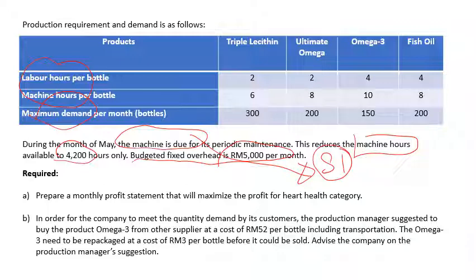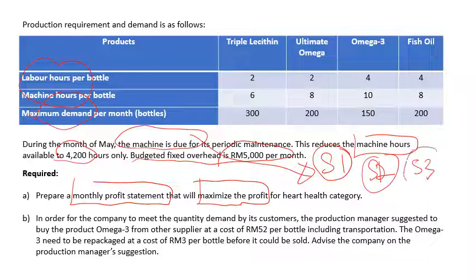Requirement A, prepare a monthly profit statement that will maximize profit. So before you can calculate maximum profit, you must first determine the ranking. This is actually step 2, determine ranking. And then step 3, you determine the production schedule. And then step 4, only then can you prepare your profit statement.